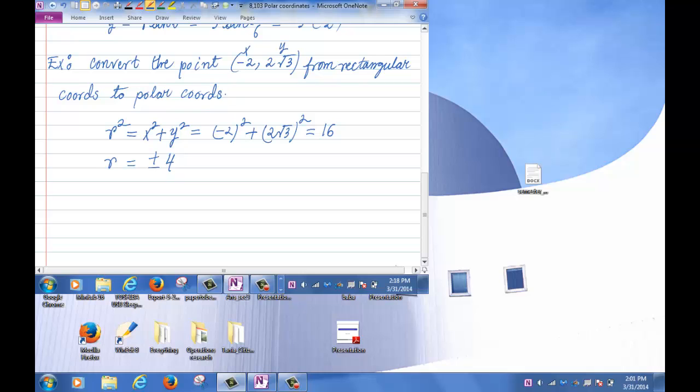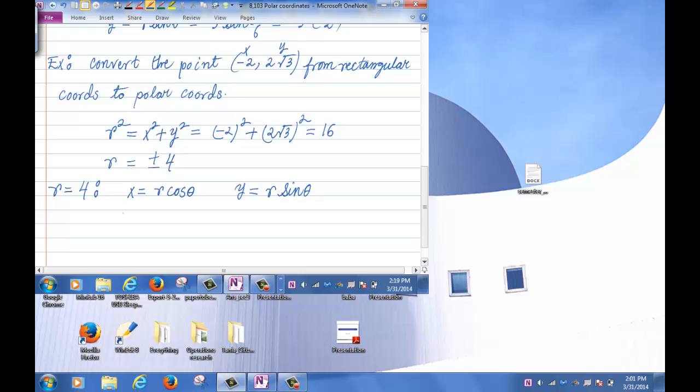Now, in the case r is positive, what angle can I pick? What should be theta? Well, let's see. x is what then? We know that x is r cosine theta, and y is r sine theta. So in this case, what is x? -2. r, I'm taking r to be positive 4.